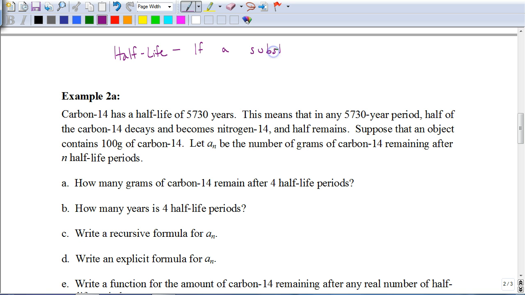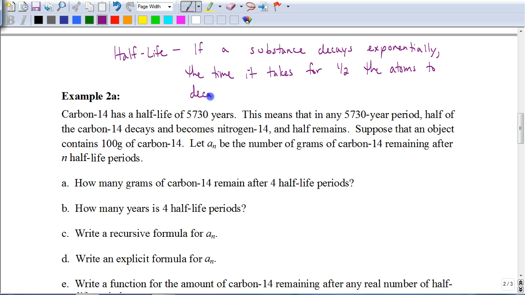If a substance decays exponentially, the time it takes for half the atoms to decay into another matter is its half-life. Okay, so that's a definition of a half-life.